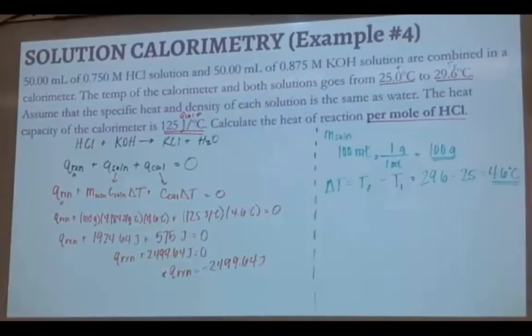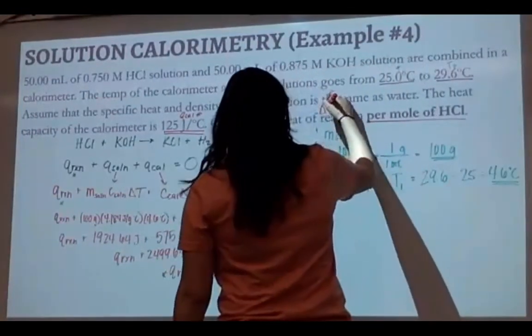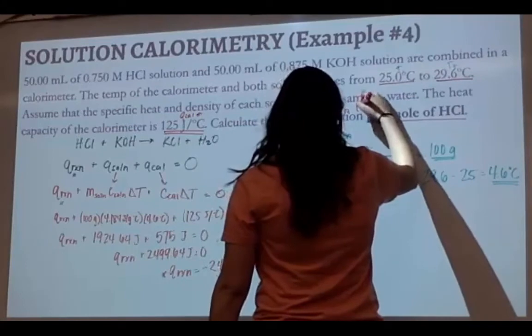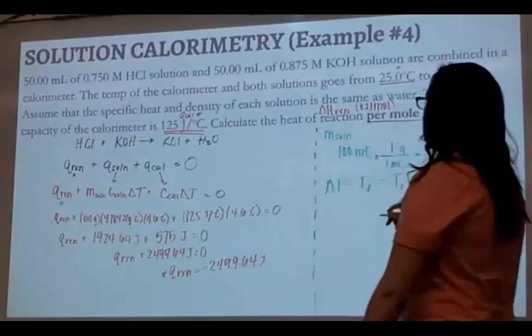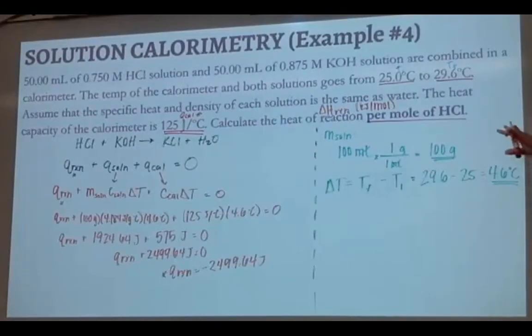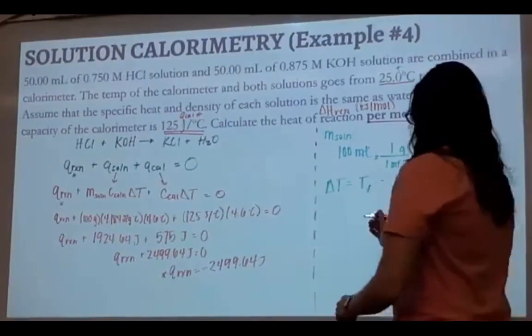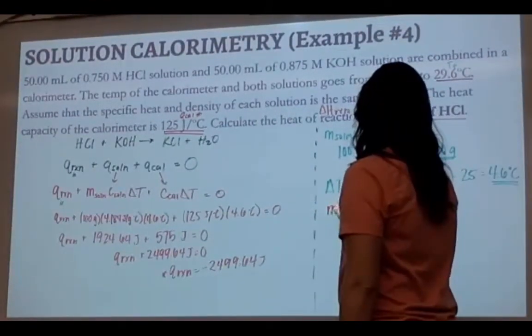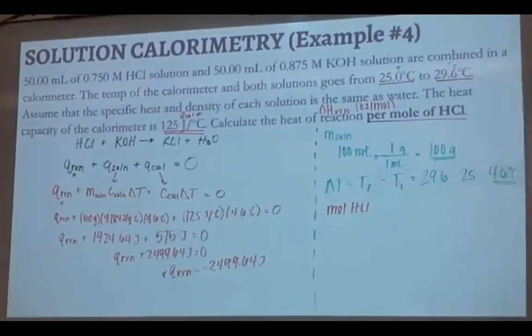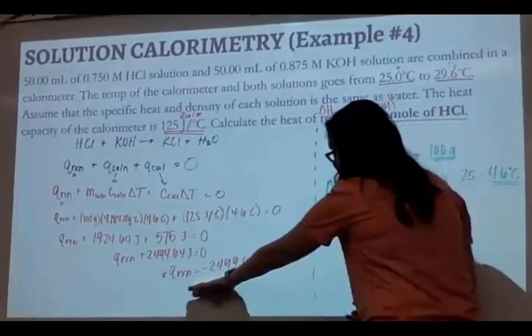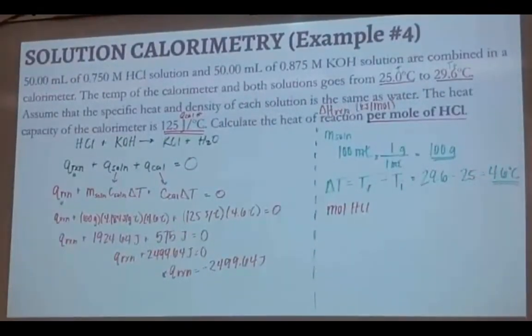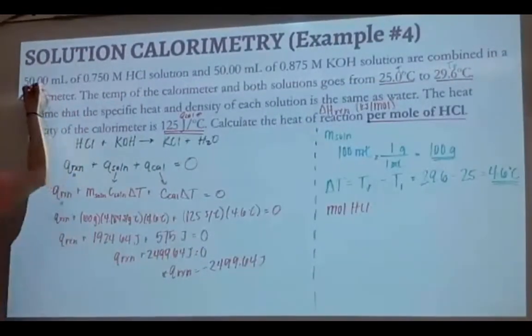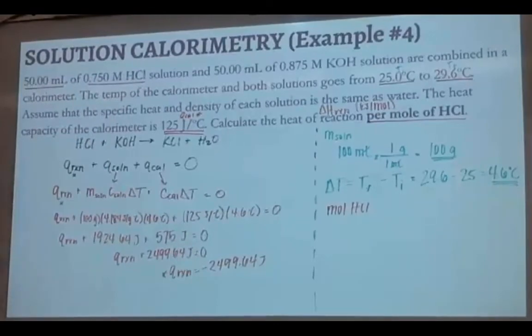Now that's Q. That's heat for a certain amount. It wants heat of reaction. Heat of reaction is delta H. Delta H has the unit kilojoules per mole, and specifically, this one's per mole of HCl. So over here, I'll do moles of HCl. In order to figure out delta H, I need to divide this by the moles of HCl that were reacted. They give me 50 milliliters, 0.75 molar.